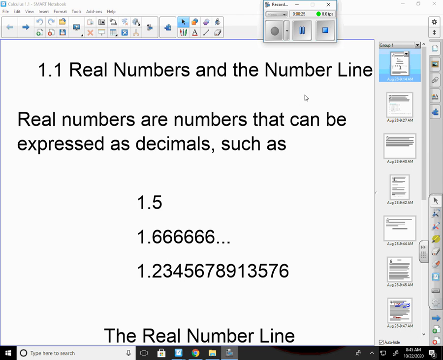So, real numbers are numbers that can be expressed as decimals. They don't have to be a decimal, but they can be expressed as a decimal. If I have just the number 1, that would be 1.0. So I can express that as a decimal. It's just not that it's always going to be a decimal.